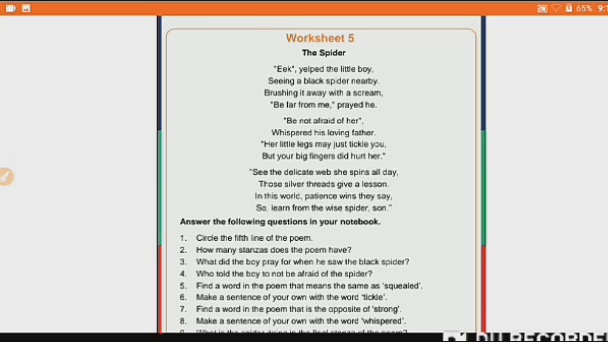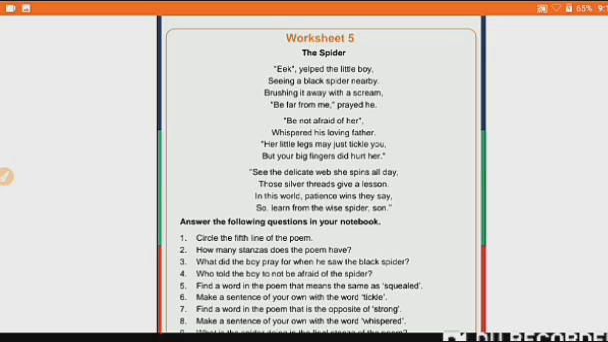बी नॉट अफ्रेड ऑफ हर, विस्पर्ड हिज लविंग फादर. उसके फादर ने उसे धीरे से बोला कि डरो मत. लिटिल लेग्स में जो टिकल यू, उसके जो छोटे छोटे लेग्स होते हैं स्पाइडर के, it will tickle you, but you have bigger fingers than her legs, so it will hurt her.